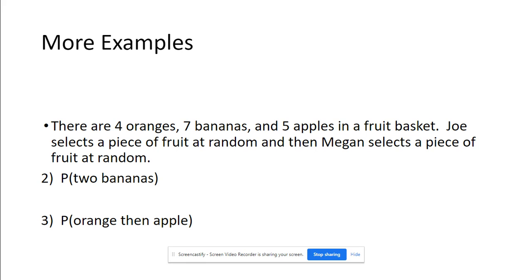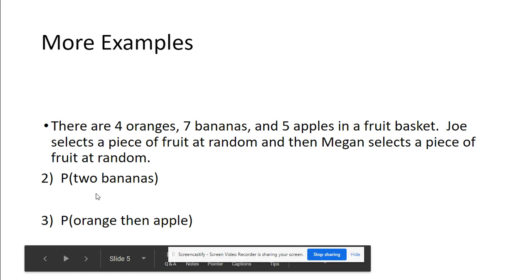So notice those exist in the same basket. So whenever Joe selects fruit, he is affecting what is left in the bag for Megan to choose, right? If he pulls out an orange, there's now 1 less orange in the bag, but there's also just less fruit in the bag altogether. So that changes her probability. So when the second one is affected by the first one, this is when it is a dependent event.